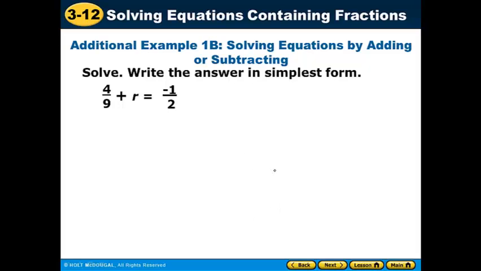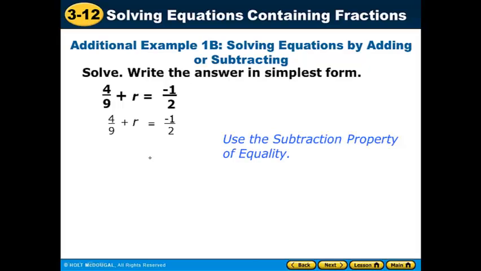Here is another example: 4/9 plus 3r equals negative 1/2. Again, same questions. Where is the variable? It's over here. The variable is r. What operation is being done on the variable? In this case, only one, and we are adding 4/9 to the variable. So how do we undo this adding 4/9? Again, the opposite of addition is subtraction, and we subtract 4/9 on both sides.